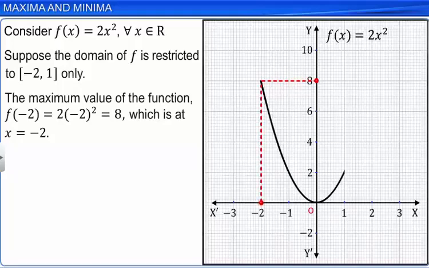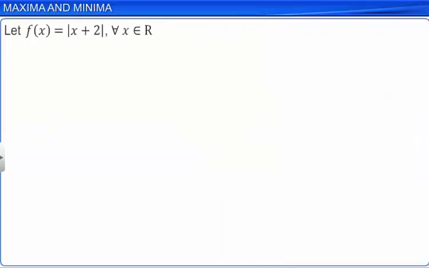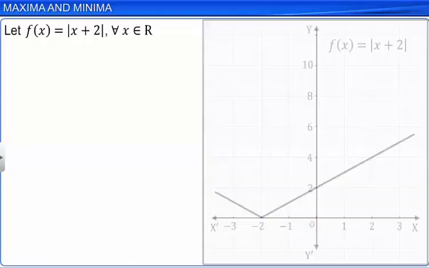Let us consider another example. Let f of x is equal to modulus x plus 2 be a function defined for all x belonging to the set of real numbers. Let us find the maximum and minimum values, if any, of this function. The graph of the given function can be drawn as shown.